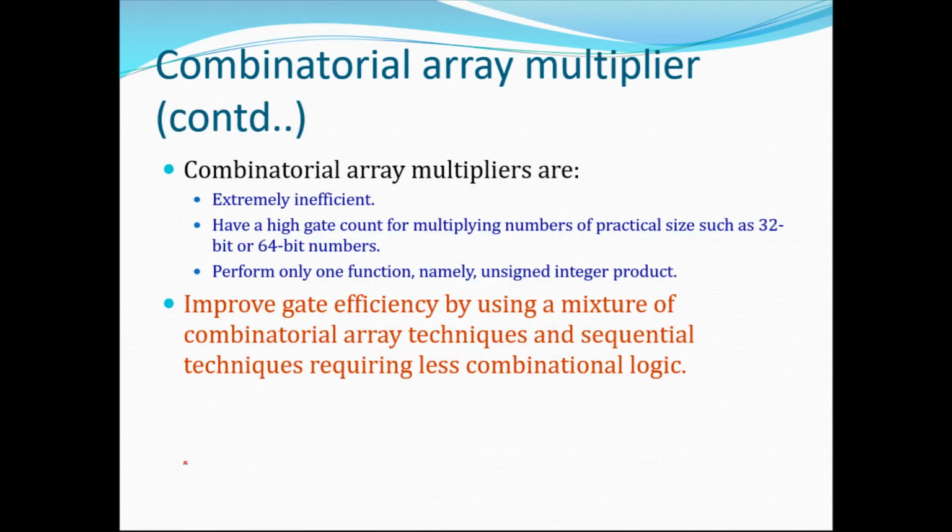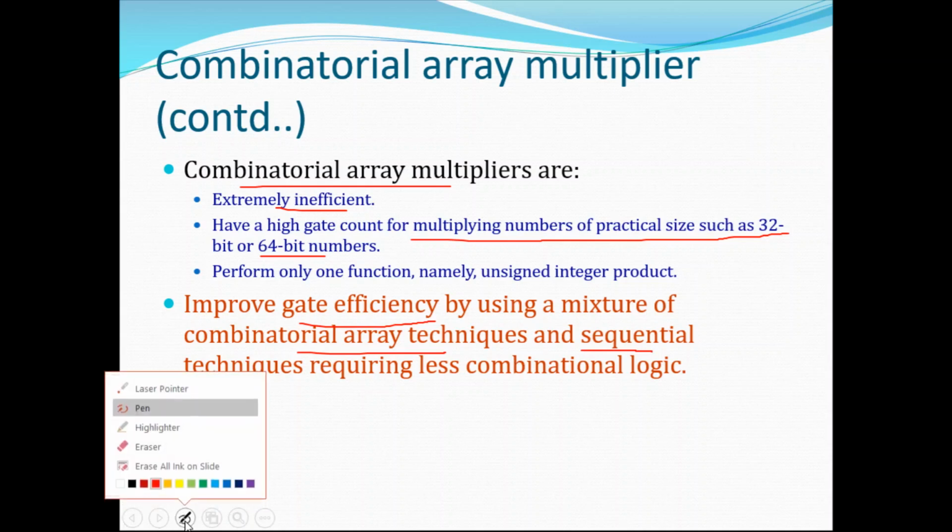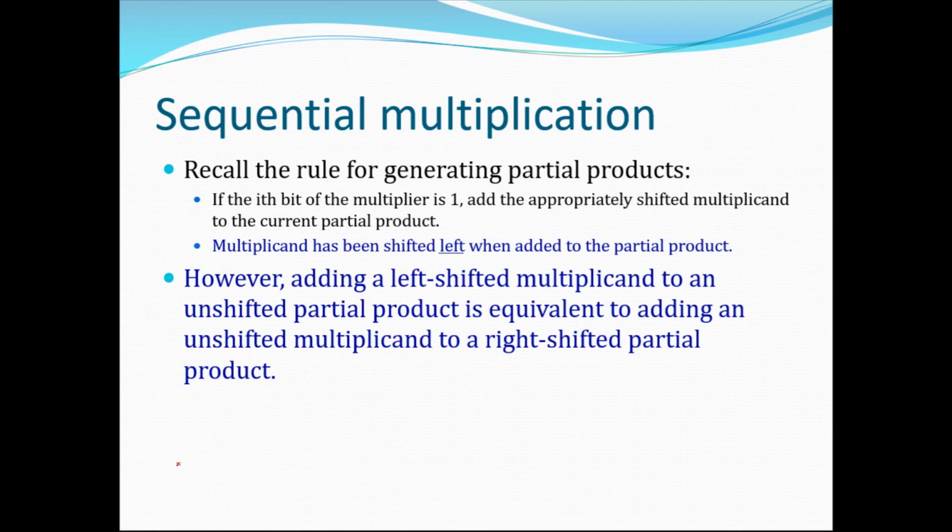So we should think of, is there any way to improve this? This circuit, the combinatorial array multipliers which we have discussed, is extremely inefficient. It has a high gate count for multiplying practical numbers like 32-bit or 64-bit numbers. The delay will be high. So we have to improve the gate efficiency by using some techniques. We'll be using not only combinatorial techniques, but some sequential techniques also in order to improve the performance. So next we'll be discussing a sequential technique to improve the performance.